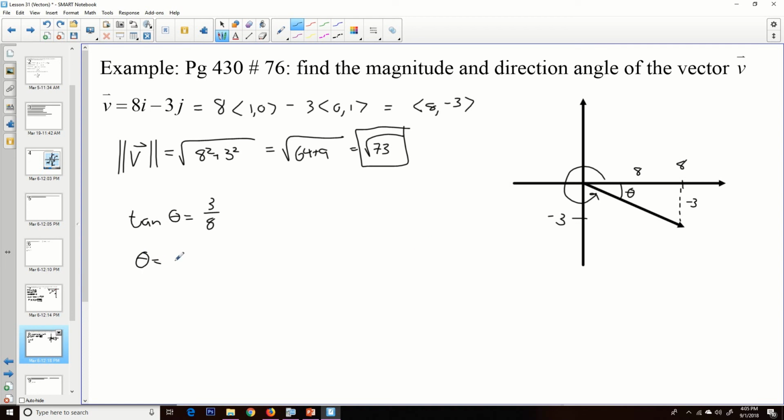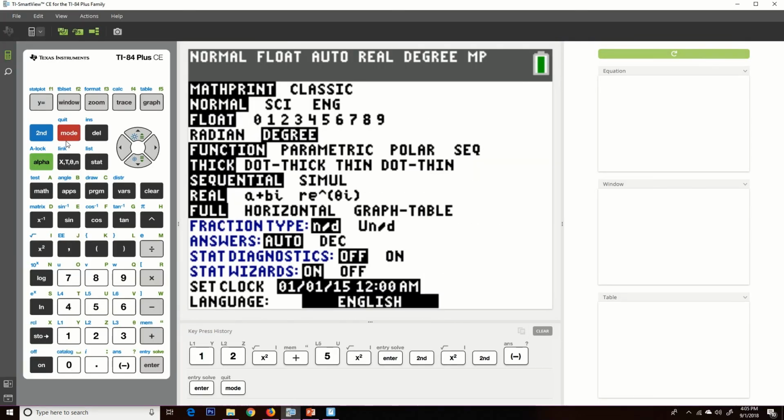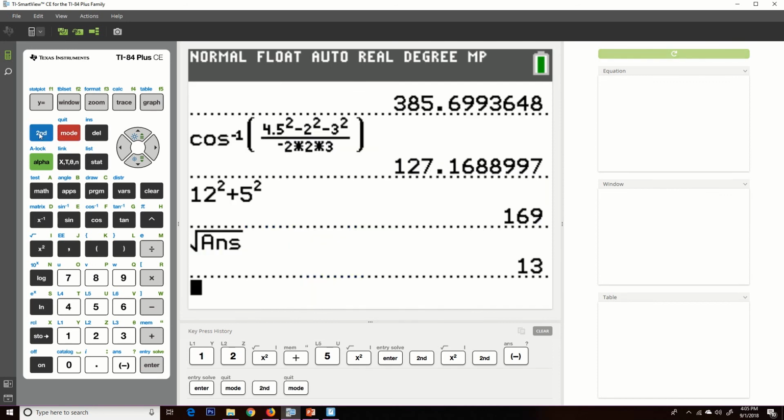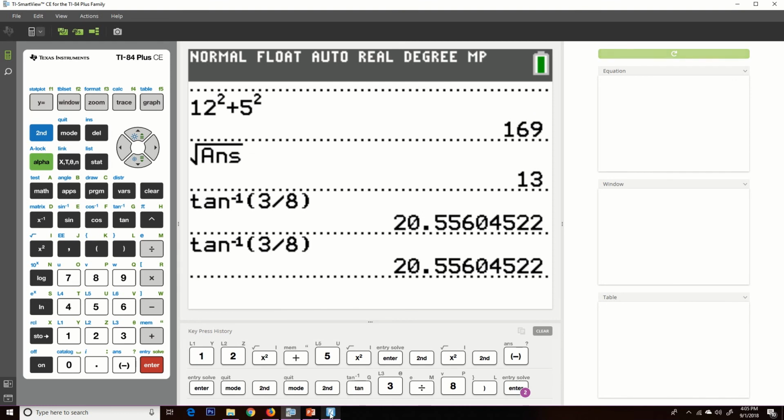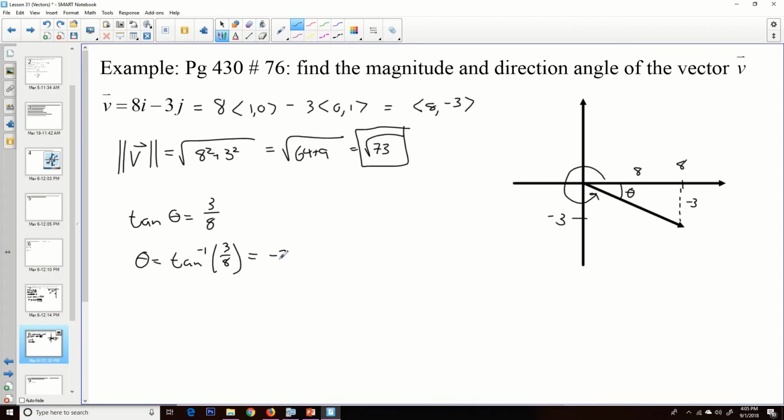So theta equals the arctangent of 3 over 8. We'll put that in the calculator, get a decimal answer, but let's check our mode. We are in degree mode. That's awesome. So second arctangent of 3 over 8, close the parentheses, and so negative 20.556 degrees. Box that off. We have now found the magnitude and the direction angle.